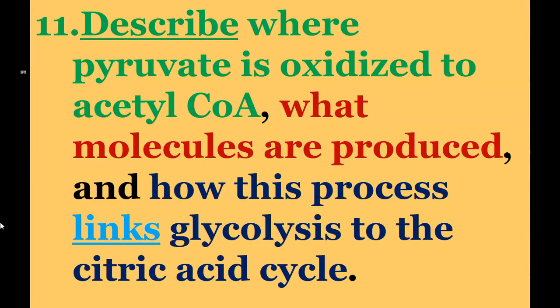It says before the citric acid cycle begins, pyruvate is converted to acetyl-CoA in the link reaction. Go ahead and turn to your neighbor and tell them what you know about the link reaction, please.